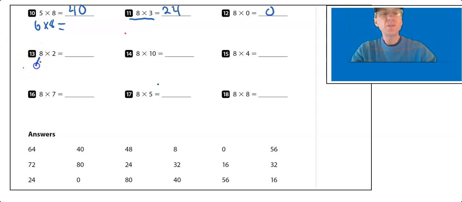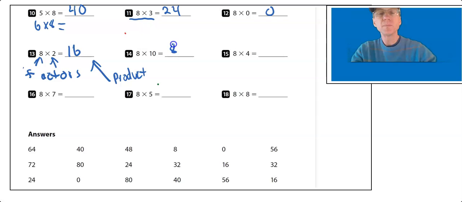Remember, these things, what are these things called again? Starts with an F. What are those called? 1, 2, 3, say it. Factors. Change the order of the factors. And then what's this thing called here? The answer in a multiplication. That is the product. Good job. Okay. 80, 32. We did this one earlier. Just changing the order. 56.